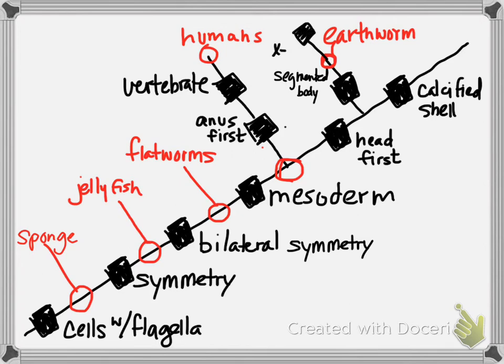And I'm just going to write X scale here. Fruit fly, earthworm. So who's got the calcified shell? Snails. Okay. It's not the kind of single straight line that you've had before.